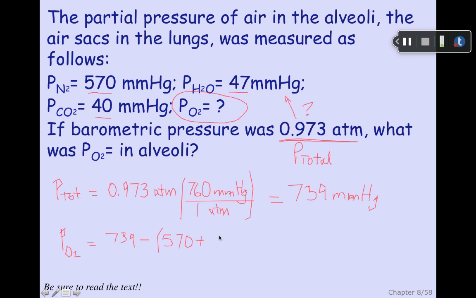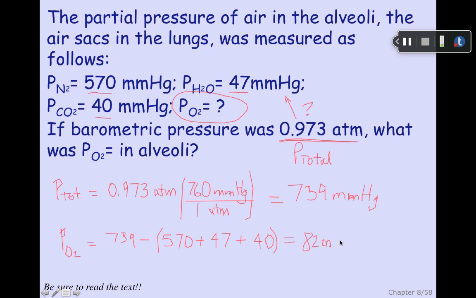Add to that the pressure of the water, which was 47, and the pressure of the carbon dioxide, which is 40 millimeters of mercury. Putting all those together, subtract them from 739. Again, it's a little calculator step. Pause your recording to do your own calculations. If we're operating our calculator buttons efficiently, hopefully your value looks like mine, and I get a value of 82 millimeters of mercury for the pressure of the oxygen.